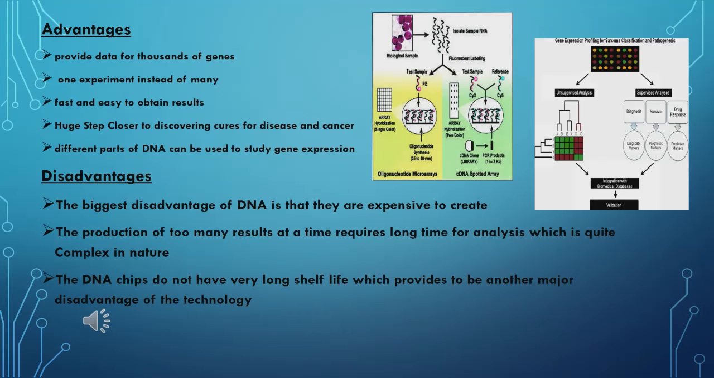So in this slide I am going to be explaining about the advantages and disadvantages of DNA microarrays. So let's take the advantages first. So first point is provide data for thousands of genes. Second is one experiment is done instead of many, so it takes less time. Fast and easy to obtain results. Huge step closer to discovering cures for disease and cancer. Different parts of DNA can be used to study gene expression.